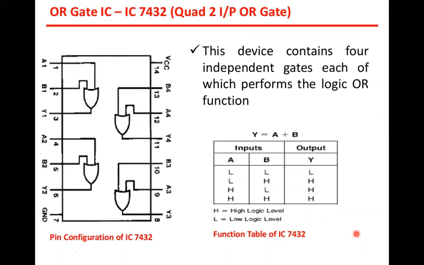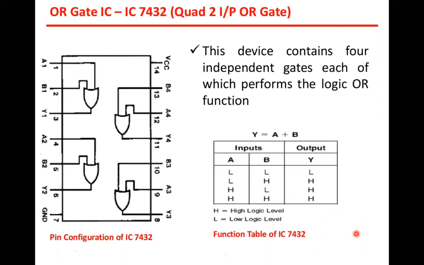This is a readily available gate called IC 7432. It is an IC OR gate. You can see a device which contains 4 independent gates, each of which performs the logic OR function.